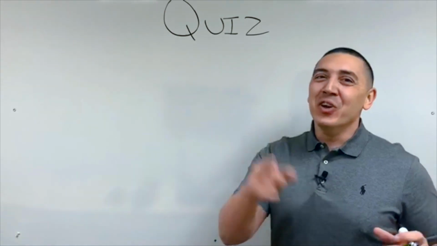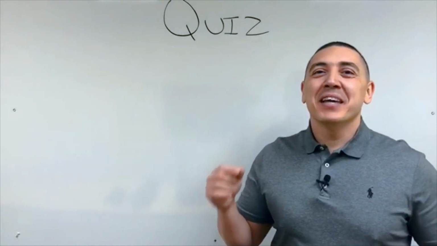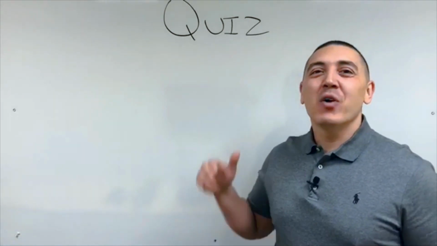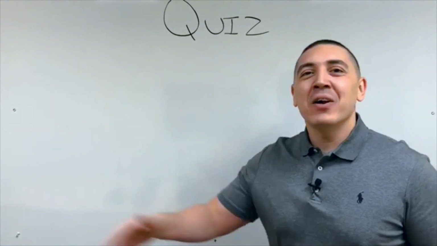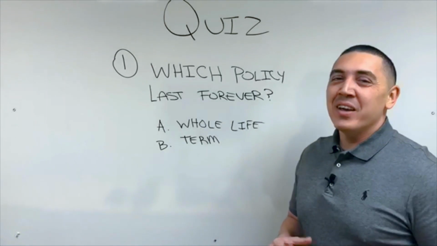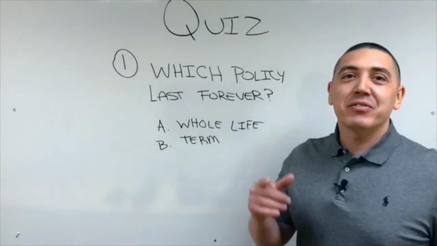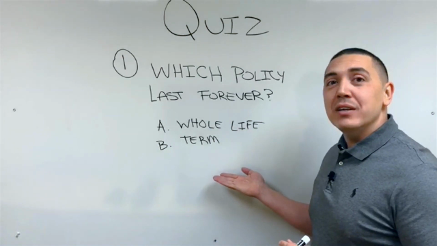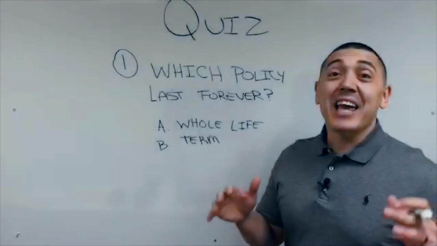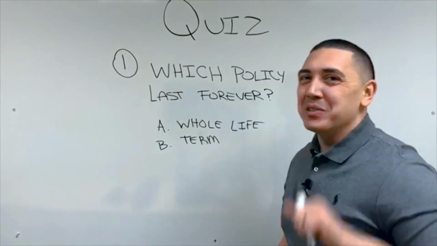All right, you know what time it is. It's quiz time. Get your notes out, pay attention. We're going to go over a couple quick questions to see if you can explain the difference between term and whole life. Question number 1, which policy lasts forever? Is it A, whole life, or B, term? If you guessed A, whole life, then you're absolutely right.